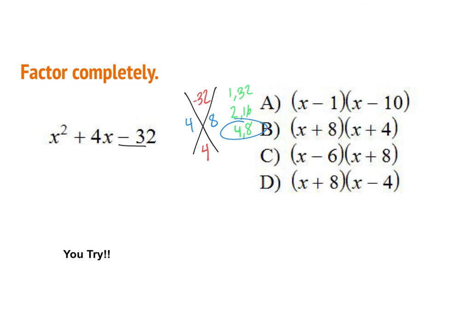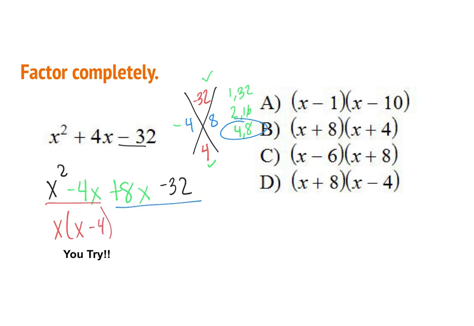So why don't I try putting the negative on the 4? Negative 4 times 8 gives me negative 32. Negative 4 plus 8 gives me positive 4. So now I will rewrite my polynomial. My b term now becomes negative 4x and positive 8x. Negative 32 stays. Factor by grouping, so I take out an x. x minus 4 is left.